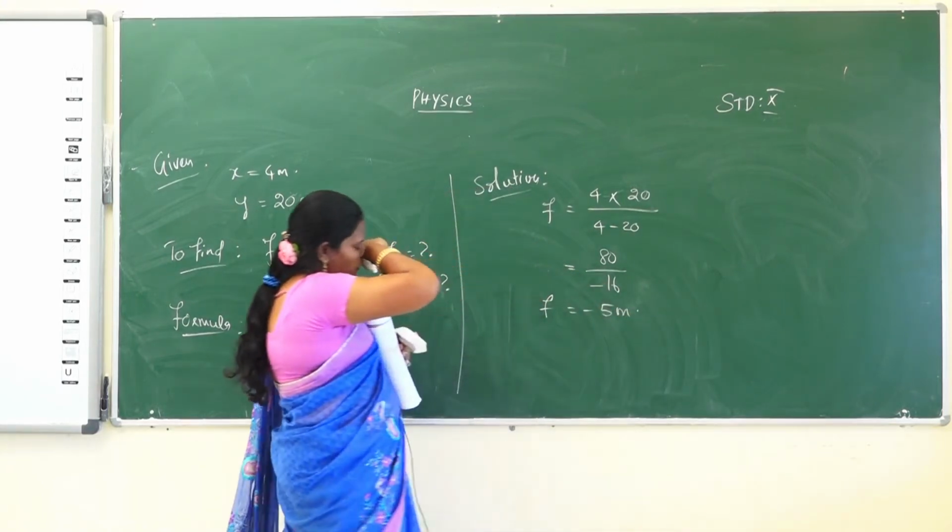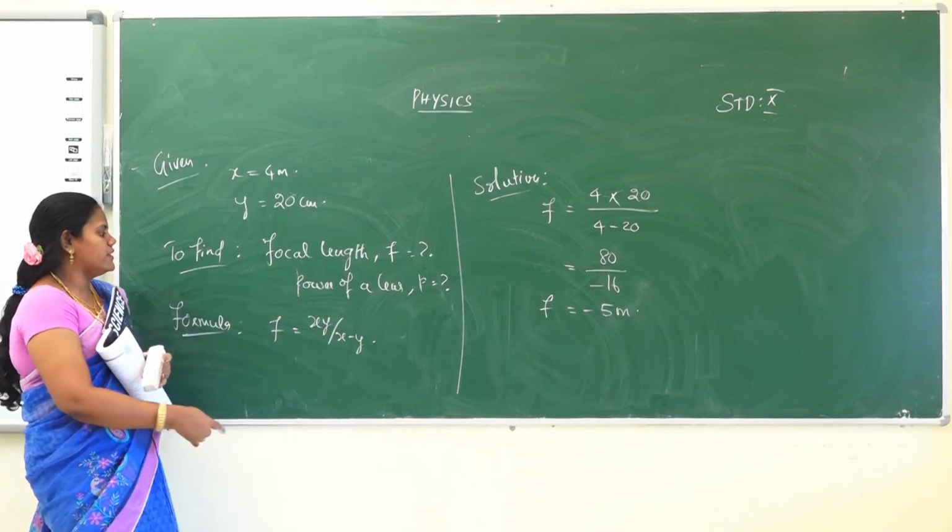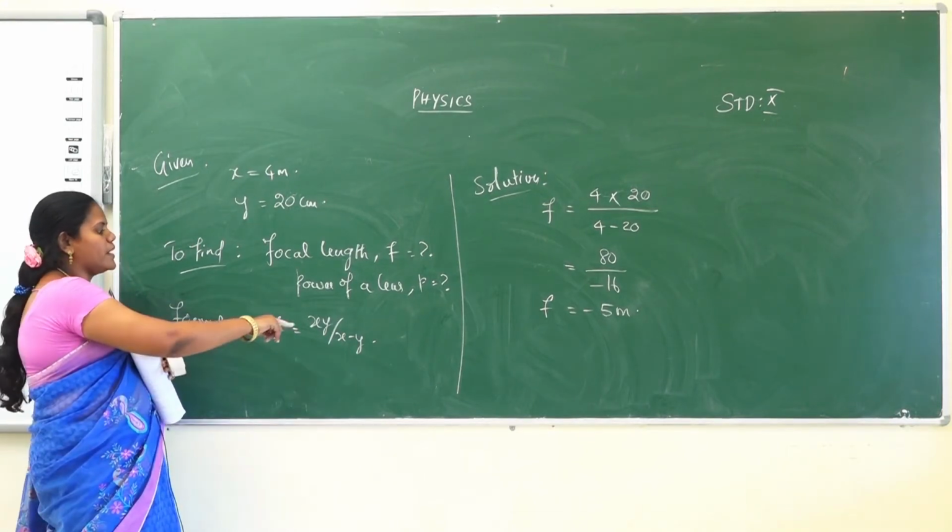Okay, that is the focal length. How will you calculate the focal length? By using this formula, f is equal to xy by x minus y.